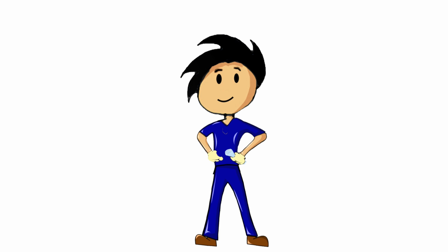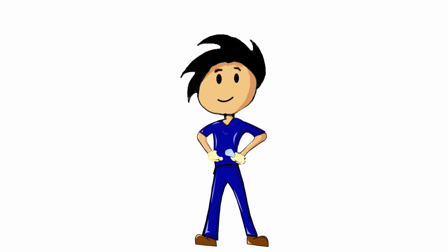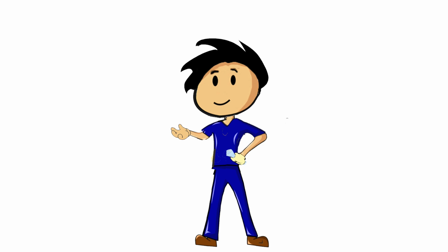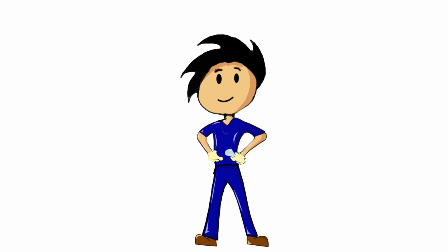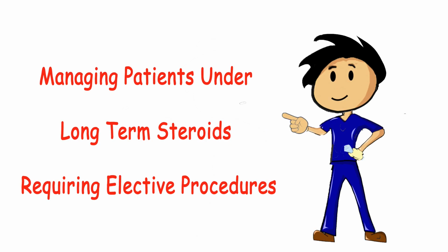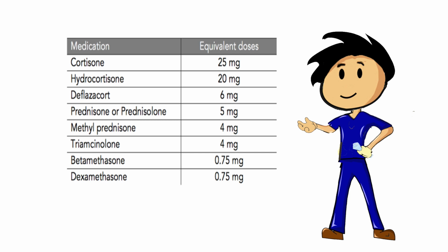Now, just to be clear, there are tons of uses for steroids, and there are many other causes of adrenal crisis, but those are beyond the scope of this video. We know our videos are getting kind of long, so we will try to focus only on managing patients under long-term steroids requiring elective procedures. One thing we have to know is the dose equivalence of different steroid drugs, which is here in this chart. According to this chart, 10 mg of prednisolone is equivalent to 40 mg of hydrocortisone and so on.